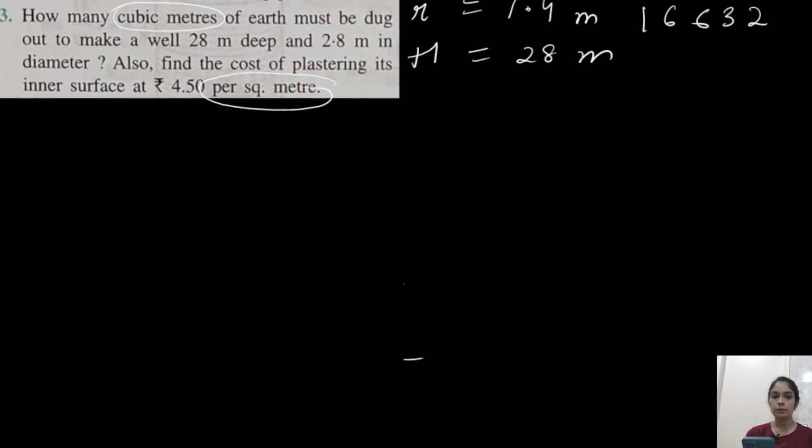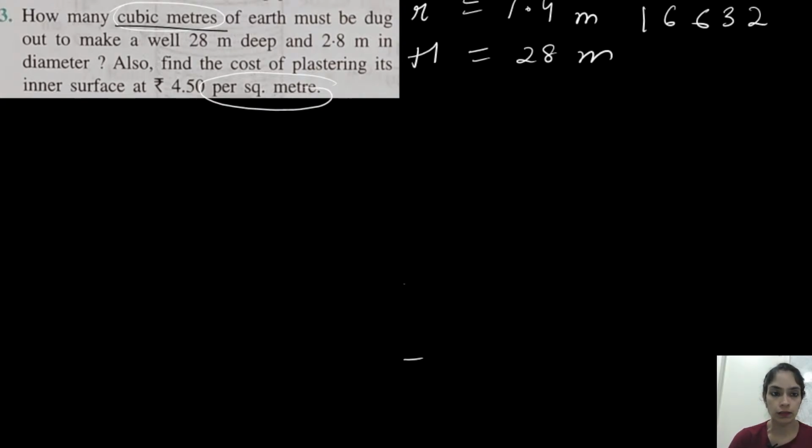See, for this question, two answers should be there. Okay, book back answer, I got it. But two answers should be there. First of all, the answer of volume. Because here first question says find the volume. So is the volume answer correct? Yes, two answers should be there, because they have asked two things. See, first of all, how many cubic meters of volume they are asking. And the second thing they are asking, find the cost of plastering its inner surface.